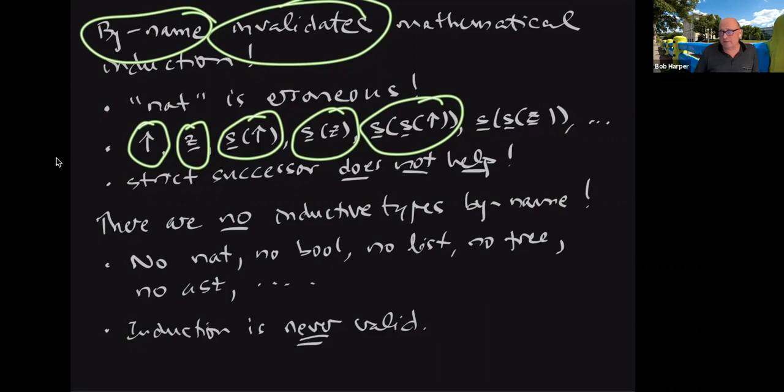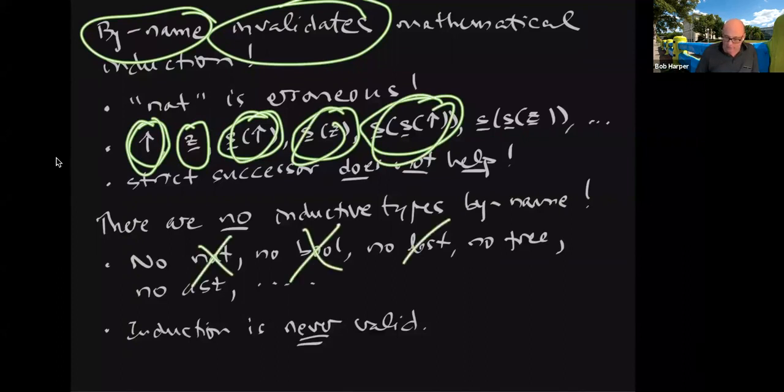Therefore, reasoning by mathematical induction is not going to help, because when you're doing a proof by mathematical induction, you're looking at a mapping out property. You have a variable ranging over nat. And then I want to say for every x, something or other, P of x, and you say, oh, therefore, it suffices to show P of zero and P of successor, et cetera, the usual way. But I can't do that here because variables range over computations. And the computations include divergence, and they include embedded divergence. So you're completely screwed. If you're in by name, you don't have nat, you don't have bool, you don't have list, you don't have tree, you don't have AST, because induction is never valid.